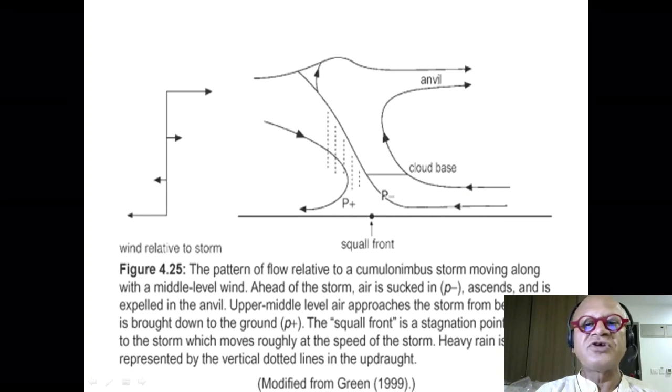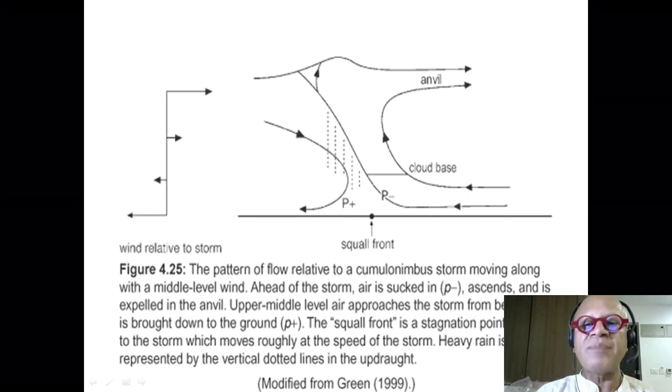Okay, so there is a feeding of the mid-level, and then there is the anvil being created by the upper level winds. So there is a squall point which moves, it's a stagnation point relative to the storm. So the storm is moving at some speed, and it has a stagnation point where there is obviously convergence of moisture and downdraft. So you can see this is kind of an idealized structure, but it's a composite of many events. So this is essentially what happens.